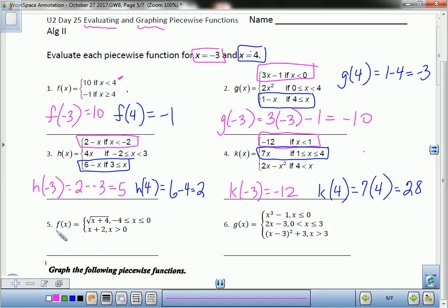All right, for number 5, when we first evaluate this function f for a value of -3, that's going to fall into this interval. So -3 gets plugged in. The square root of -3 plus 4 is the square root of 1, and the square root of 1 is 1. Now we're going to do f of +4, which falls into the other interval. And so 4 plus 2 is 6.